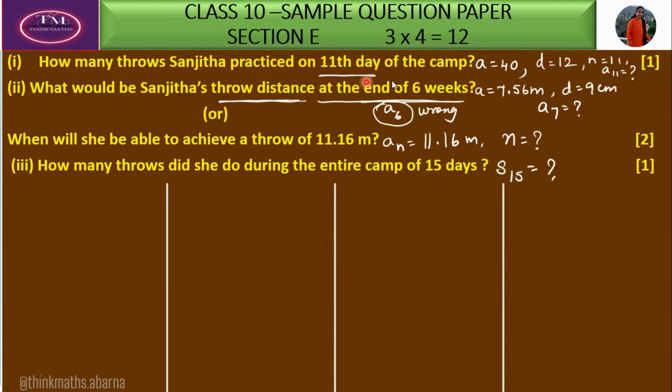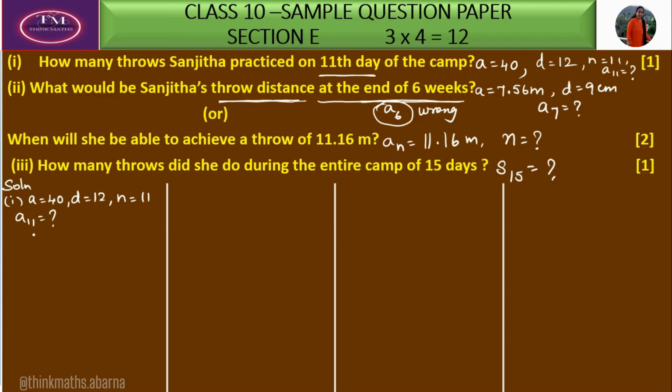Okay, children? So far we had these values. Now we have to find out for the first problem how many throws Sanjita practiced on the 11th day of the camp. So we have A is equal to 40, D is equal to 12, N is equal to 11 and we have to find out A11. So let me start the solution for the first question. So what are the data we got? We got A is equal to 40, D is equal to 12 and N is equal to 11. So we have to find out A11.